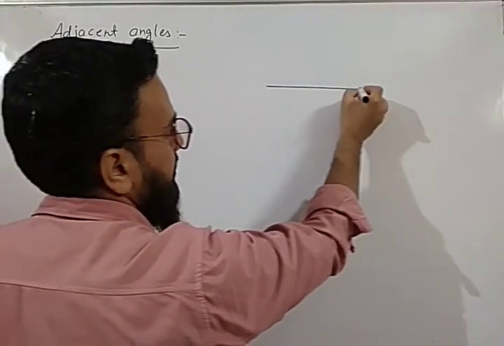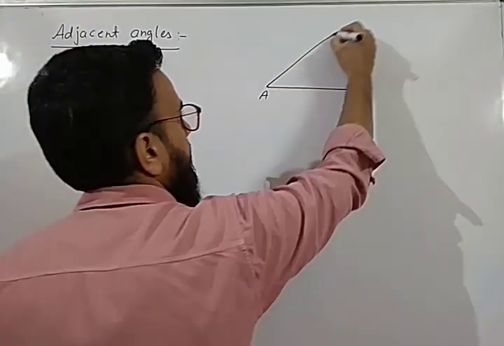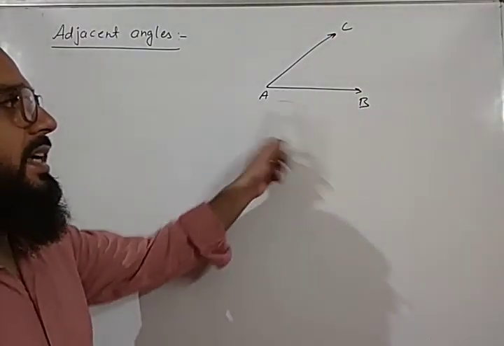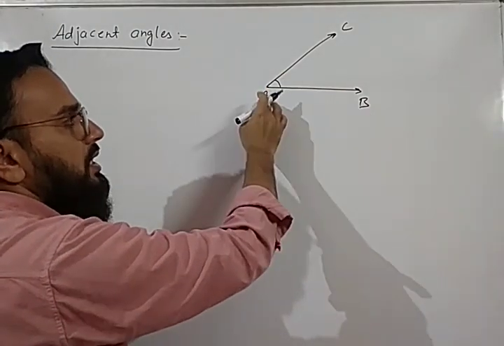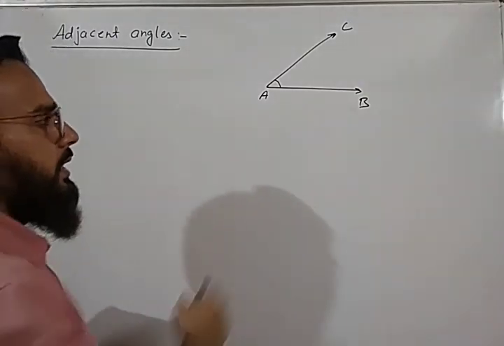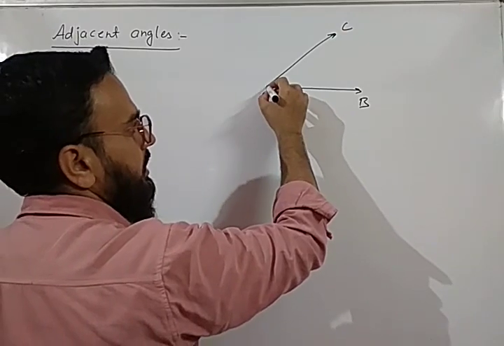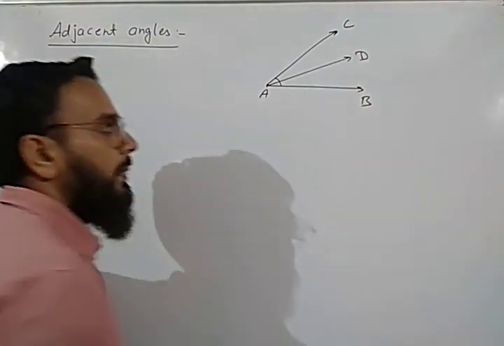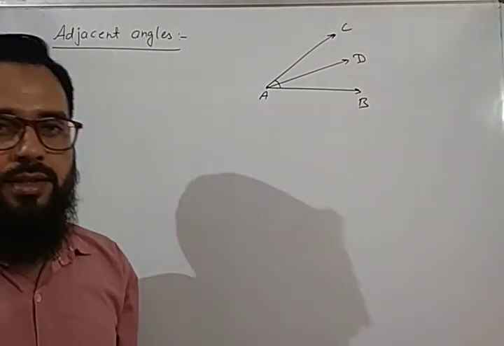Let us suppose we have a ray AB and a ray AC. We have two rays AB and AC which form an angle, angle BAC. If we draw another ray from the same vertex, our vertex is A, let this be AD. Another ray AD is drawn from the same vertex.